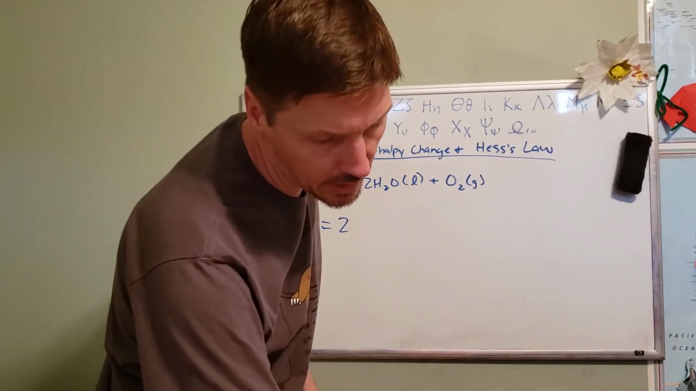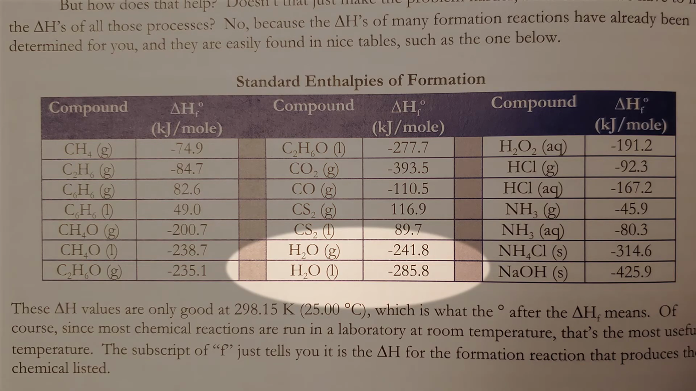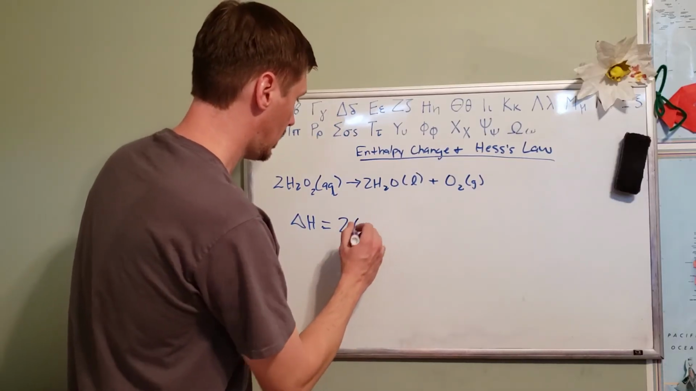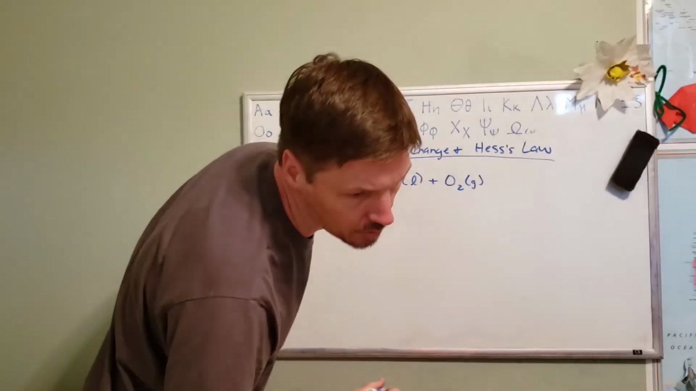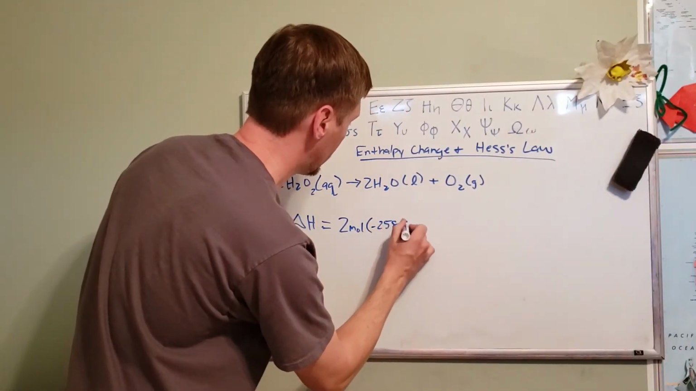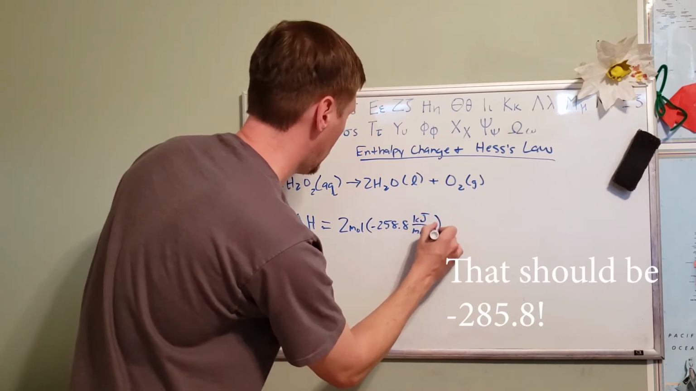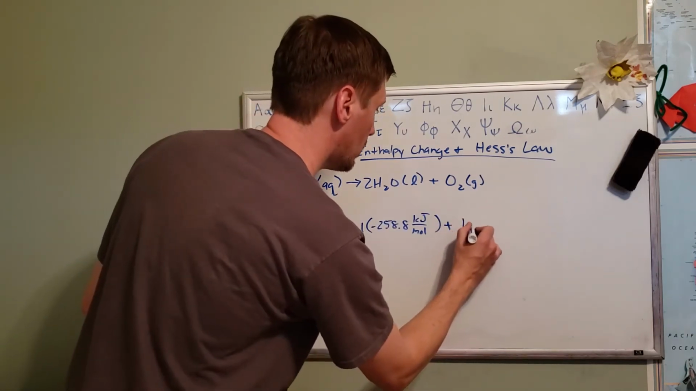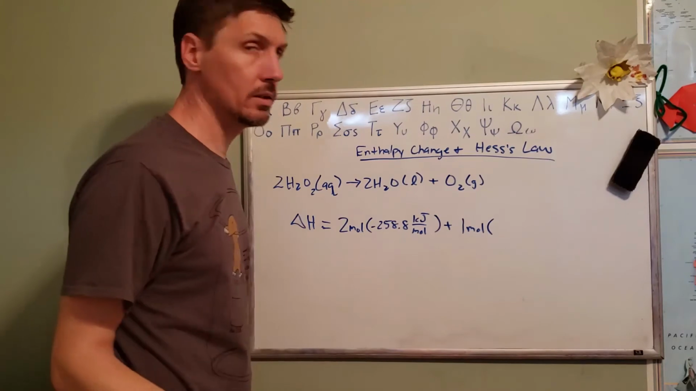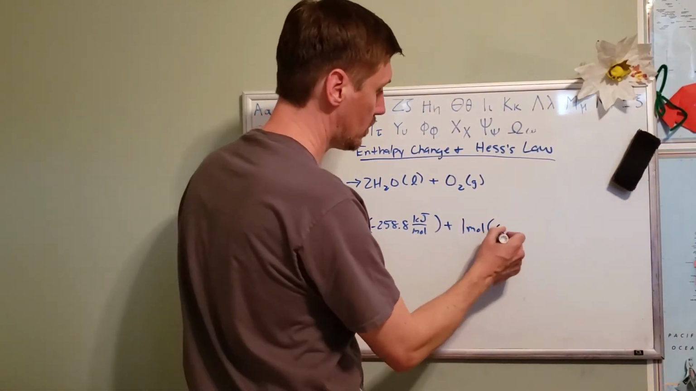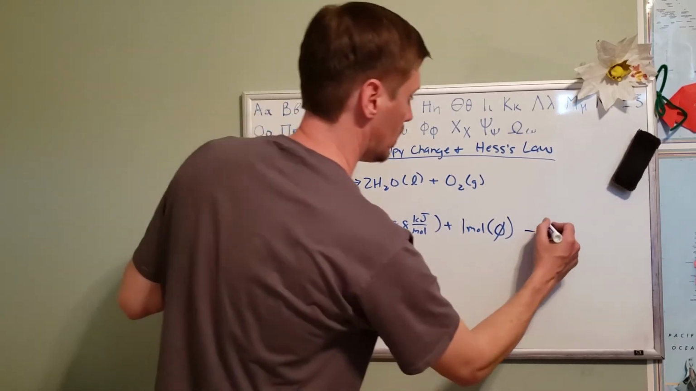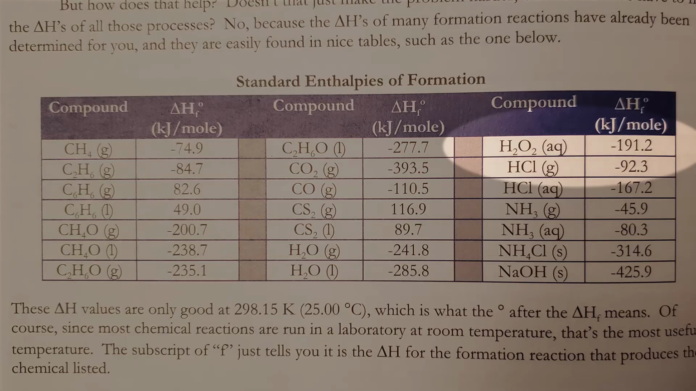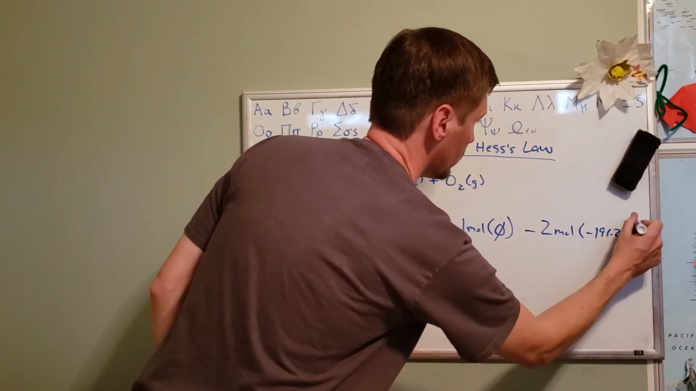H2Os in liquid form. If we look at our table, H2O in liquid form is equal to negative 285.8 kilojoules per mole. Let me put in the units so we see the units cancel out: 2 moles at negative 285.8 kilojoules per mole, plus 1 mole of O2, and O2 is in its natural phase, so that's going to be 0 for that guy, minus the 2 moles of H2O2, and we looked that up on our chart. H2O2 in aqueous form is negative 191.2 kilojoules per mole.